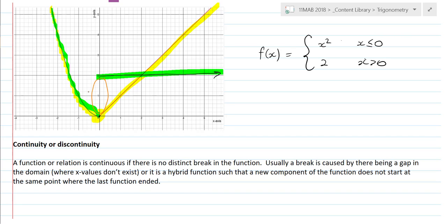So just be careful within the context that discontinuity doesn't exist. That's it. Any questions?